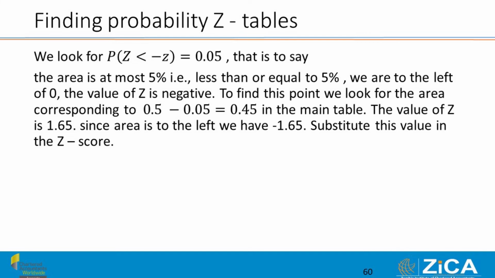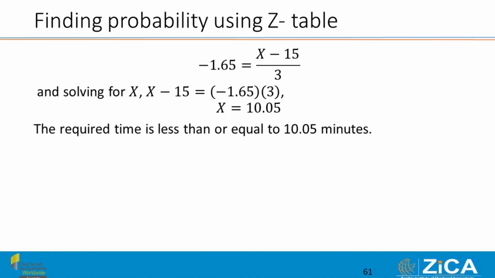Then substitute that value in the Z-score. When you substitute that value in the Z-score, you have got minus 1.65, which is equal to X minus 15 over 3. Multiply to make X the subject, so that you get X minus 15, which will be equal to minus 1.65 times 3. And if you simplify, you get 10.05. It means that the time required is less than or equal to 20.05 minutes.